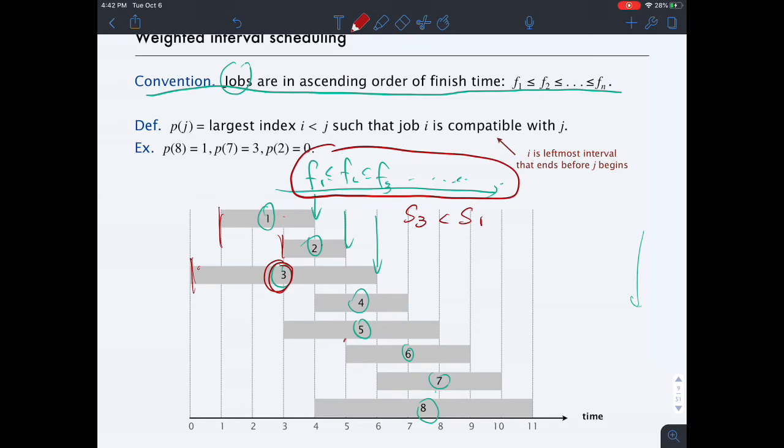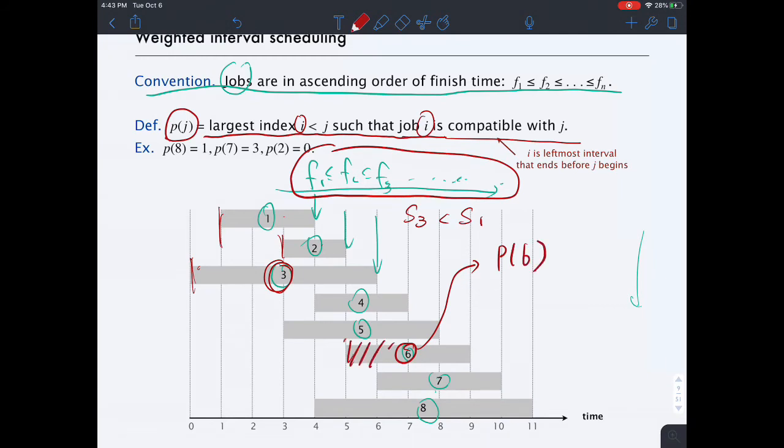We just need to focus on sorting all the jobs according to the finishing time. So we should also define a function called p(j). p(j) in English is really just the largest index i smaller than j such that job i is compatible with job j. Let me just give you an example. Let's say j is 6. I want to compute p(6).